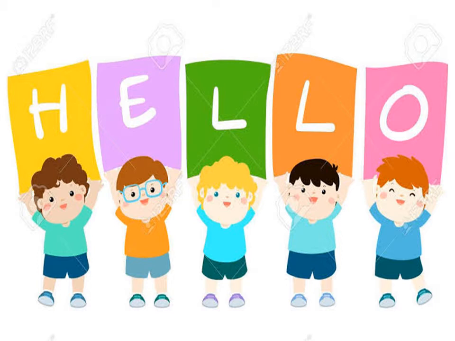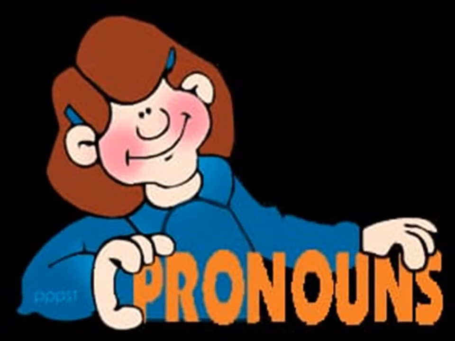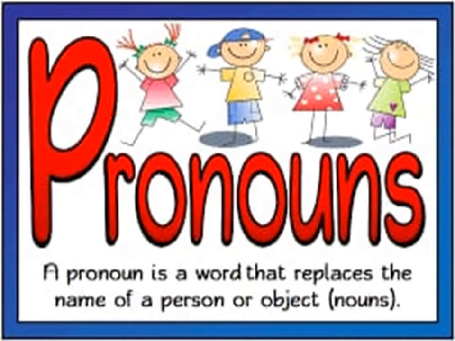Through this video, we are going to talk about the three words of verb to be. But before that, we have to talk about the pronouns. Let's see what the pronouns are. What is the meaning of pronouns? A pronoun is the word that replaces the name of a person or object.